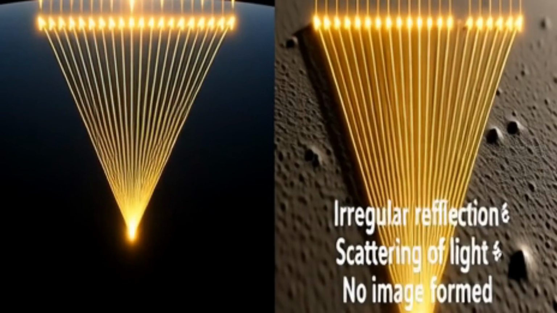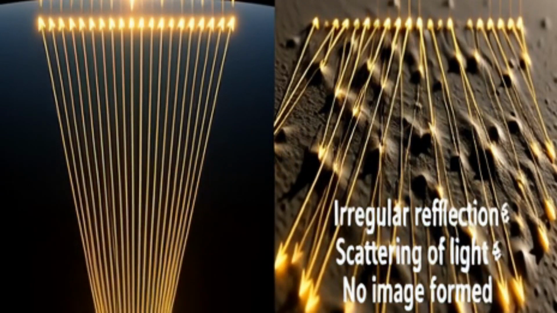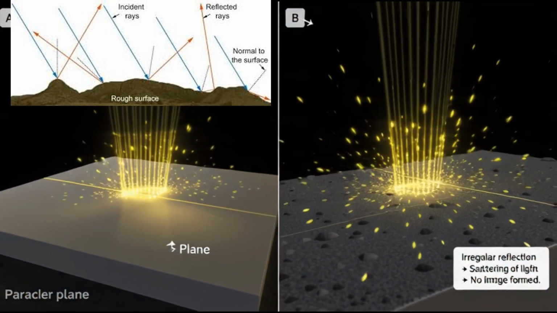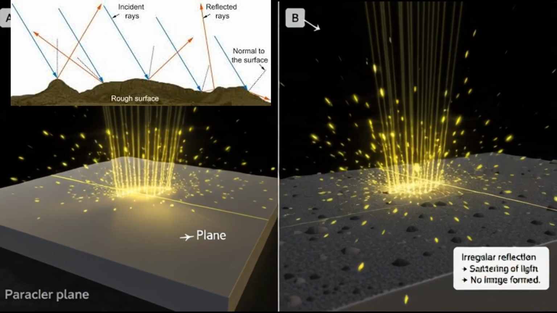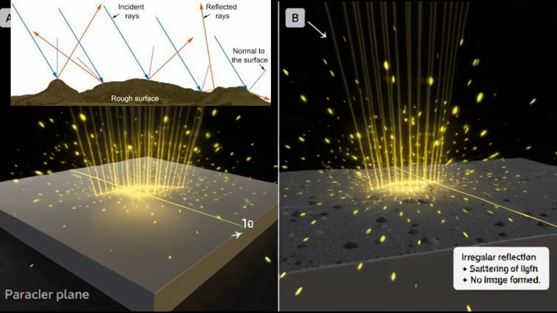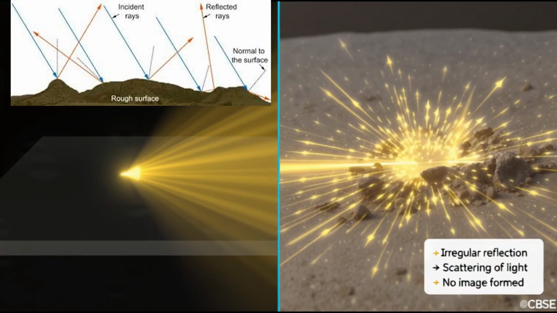Let us check our understanding with a simple question. If the angle of incidence is 40 degrees, what will be the angle of reflection? Pause and think. Yes, the angle of reflection will also be 40 degrees.